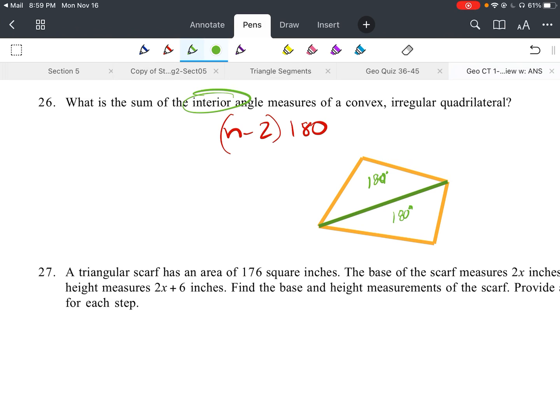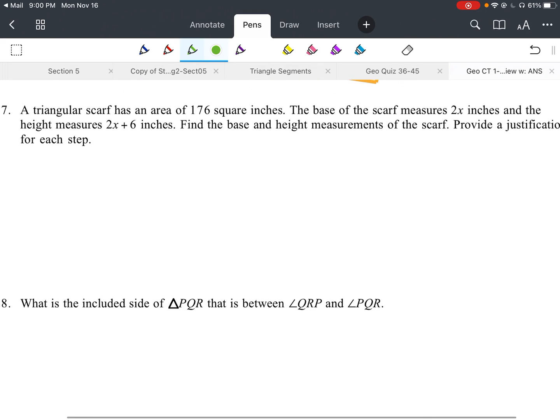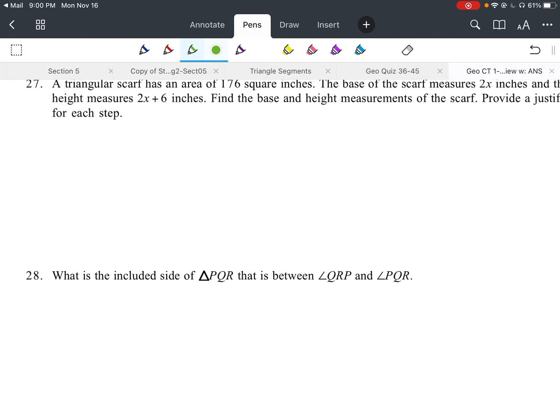This is 180 and that's 180, so it's 360 on the inside of that. Or you could plug in. N is the number of sides, so 4 minus 2 is 2 times 180, 360. Okay, same thing. All right, let's do just a couple more and we'll take a break.